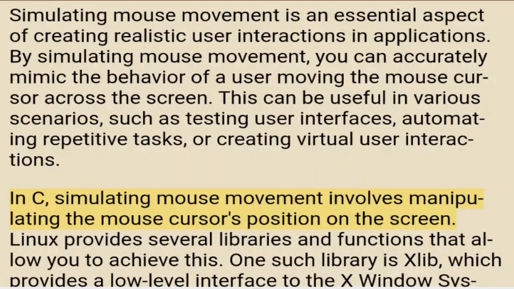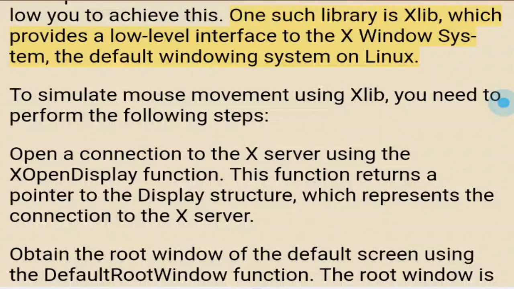In C, simulating mouse movement involves manipulating the mouse cursor's position on the screen. Linux provides several libraries and functions that allow you to achieve this. One such library is Xlib, which provides a low-level interface to the X Window System, the default windowing system on Linux. To simulate mouse movement using Xlib, you need to perform the following steps.